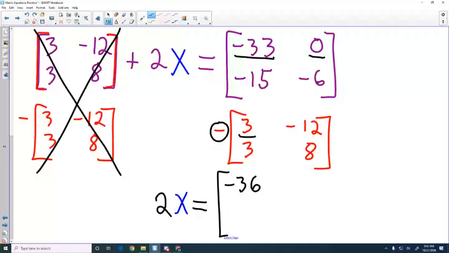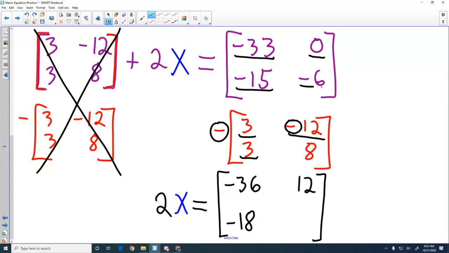I've got 0 minus a negative 12. Be careful, we've got a double negative, so that's going to add to become a positive 12. Then we've got a negative 15 minus 3, which gives us negative 18. And then lastly, we've got a negative 6 minus 8, gives us negative 14.